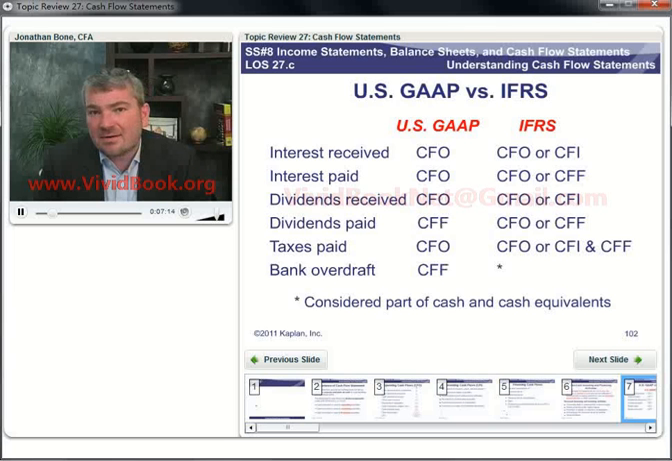Under US GAAP, bank overdrafts are treated as a debt instrument, so they go into your CFF. However, under IFRS, bank overdrafts are deemed to be just negative cash, and as a result they affect cash and cash equivalents. So they're in the figures you're reconciling between, not in CFO, CFI or CFF themselves.